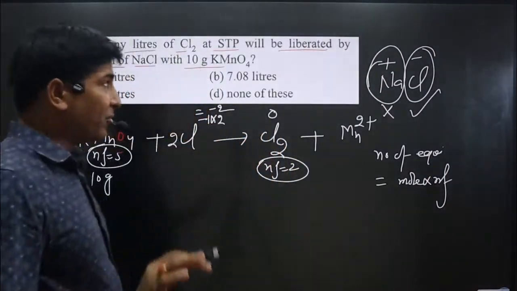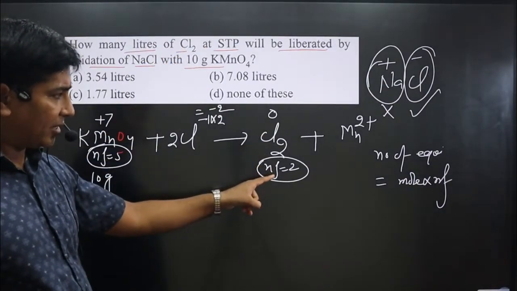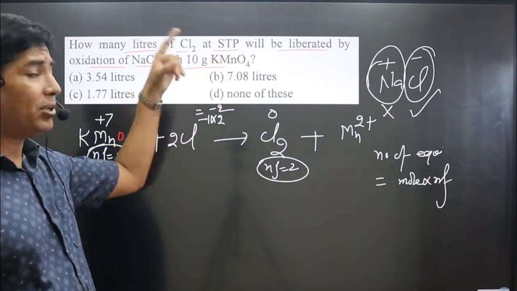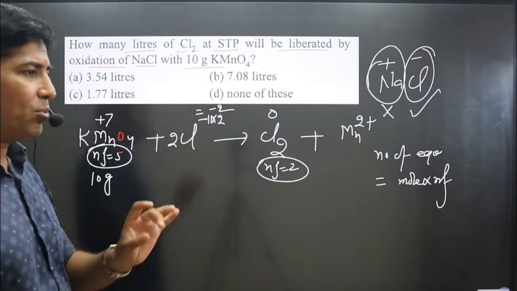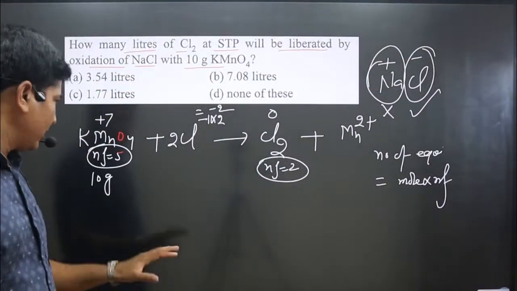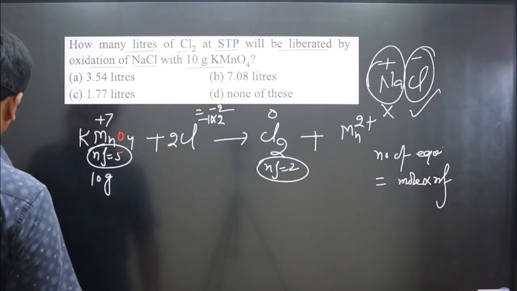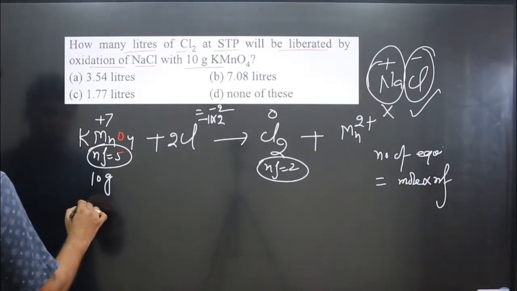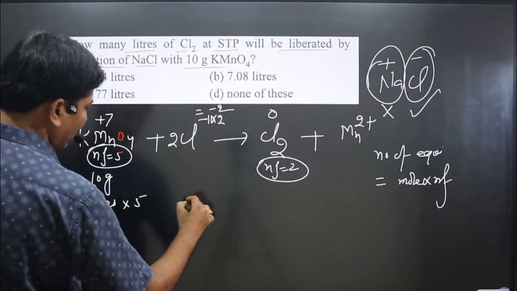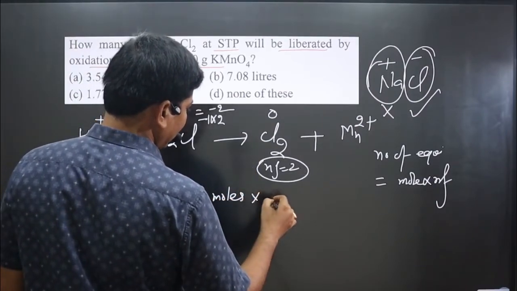Keep in mind we have to calculate the volume of Cl2 at STP. It means if I calculate the moles of Cl2, then moles of Cl2 at STP can be converted into volume, because 1 mole is equal to 22.4 liter at STP. Very interesting part. Now let's apply the formula. Number of equivalents is equal to moles. Moles of KMnO4 multiplied by n factor value, that is 5. On the other side we have moles of Cl2, which we have to calculate, multiplied by its n factor value, that is 2.